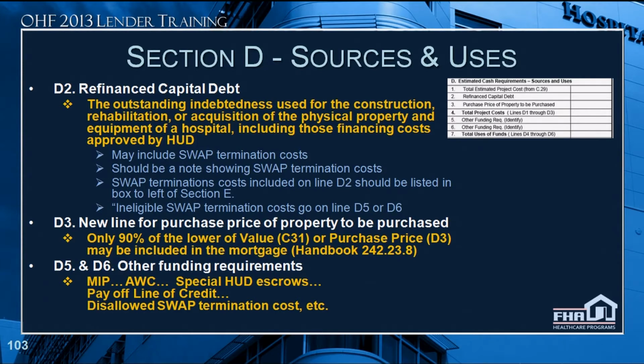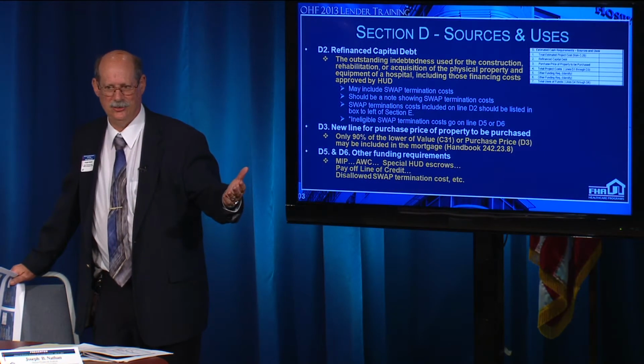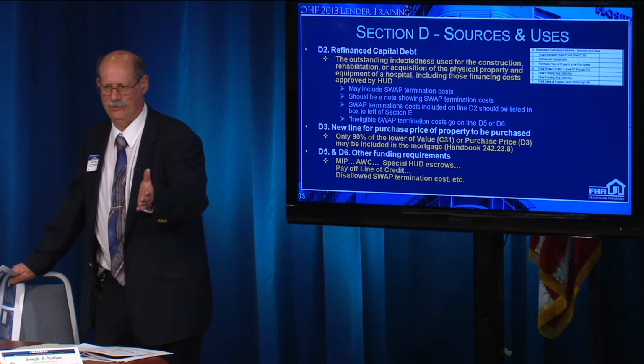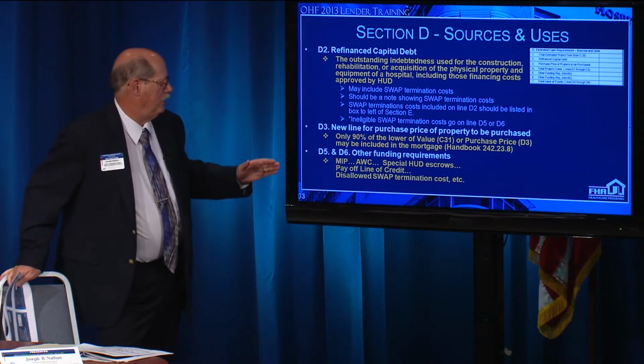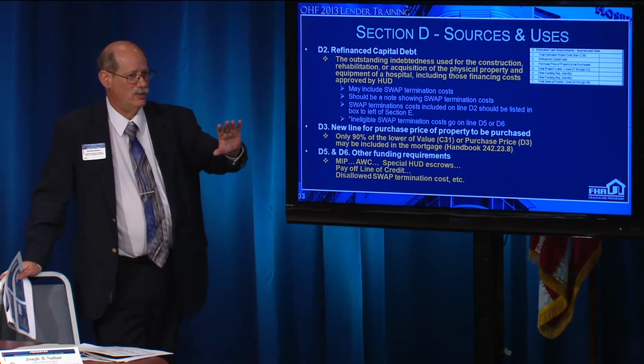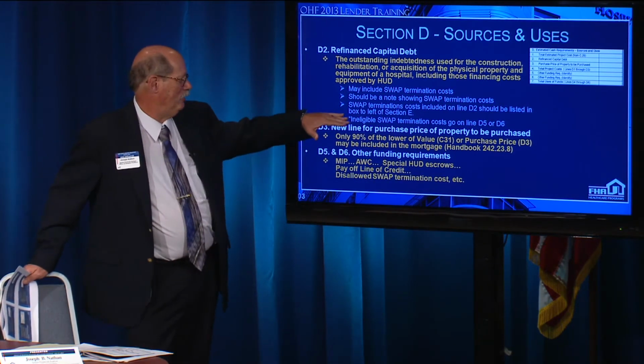Now it may include swap termination costs or a portion of the swap termination costs, because you're going to have to look at the qualifications for what's allowable on swap. It should be a note showing swap termination costs. So if you've got swap termination costs, you're going to have to attach a note to it. By the way, I think on the swap termination, it was for swaps entered into prior to 2008. If it was after that, I think it's not going to be allowed. I could be wrong, it could be 2009, so look at that note if you're dealing with that.